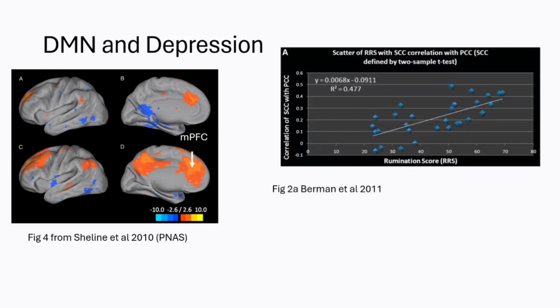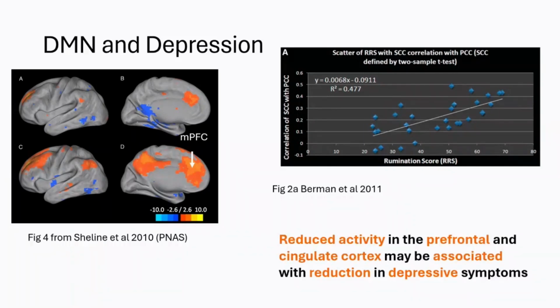This is a really cool figure from Berman. And what this shows is that as the connectivity between the two areas of the default mode network, the SCC, which is also known as the ACC, or the medial prefrontal cortex, and the PCC, as this decreases, their ruminations decrease, which is really cool. So reduced activity in the prefrontal and cingulate cortex may be associated with this reduction in depression symptoms. And again, I'm sure many of you would have heard about psychedelics being able to cure depression and all sorts of these things. But here is a plausible mechanism for how this could be working.